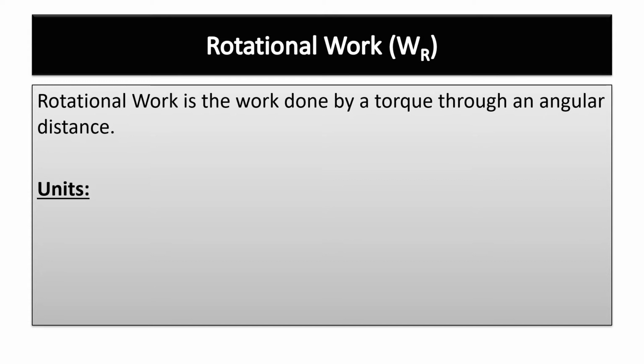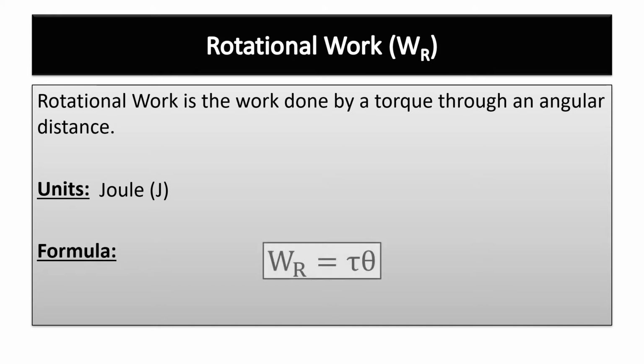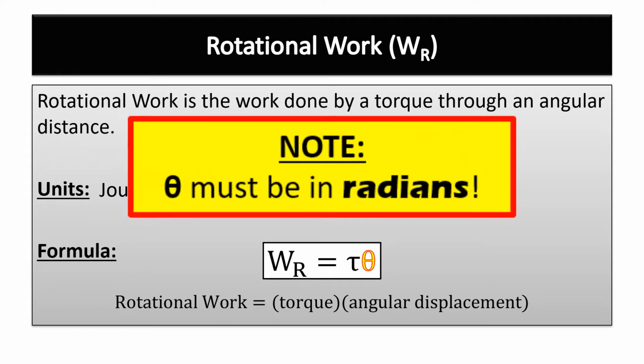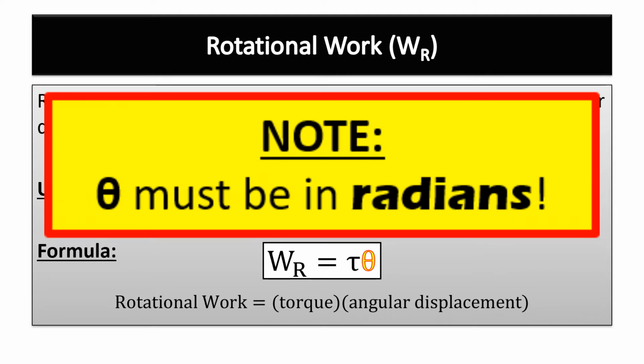What do you think the unit should be for rotational work? Luckily, they're still just joules. You do a lot of work, you could buy a lot of joules. And the formula we just derived, the rotational work is equal to the torque times the angular displacement. Now it's important to note that theta must be in radians. The angular displacement needs to be in radians to use this formula.